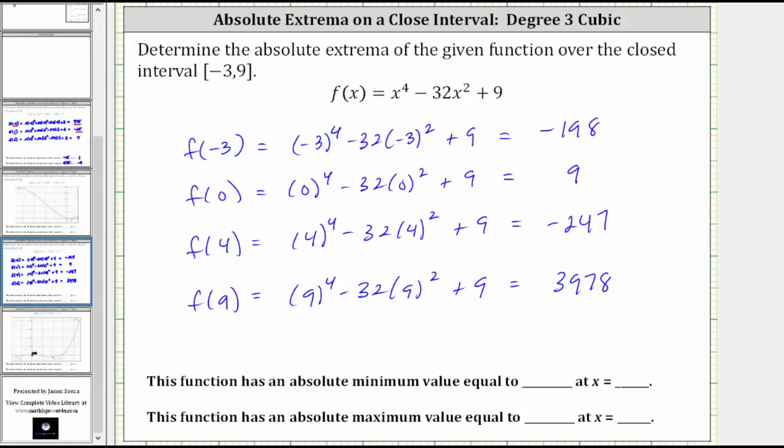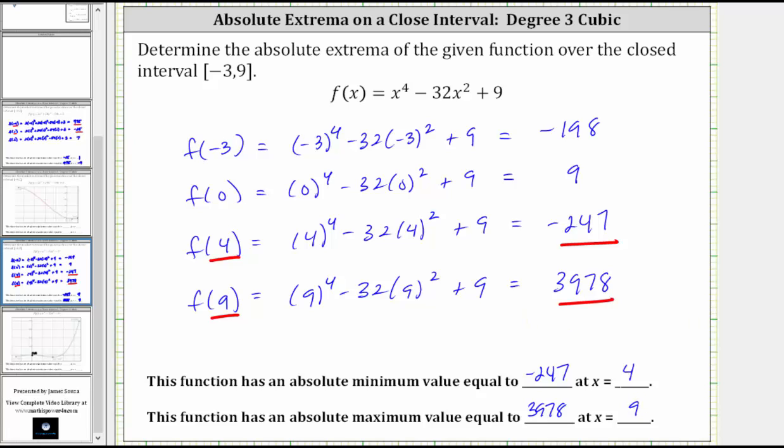Notice the least function value is -247, which is the absolute minimum, which occurs at x equals 4, and the greatest function value is 3,978, which is the absolute maximum, which occurs at x equals 9. Let's go ahead and record this below. The function has an absolute minimum value equal to -247 at x equals 4, and the function has an absolute maximum value equal to 3,978 at x equals 9.